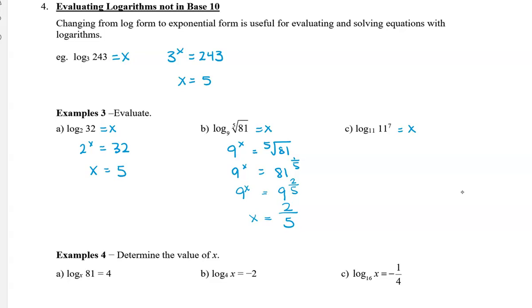Now in this last one, this is kind of an interesting one. We have 11 to the power of x equals 11 to the power of 7, because this whole value here is the number that we are logging. So in this case, x equals 7. And this actually will be a very useful property that we're going to take a look at later on. Notice that the base is 11. The value that we're logging also has an 11 with an exponent of 7. And that gives us an answer of x equals 7.